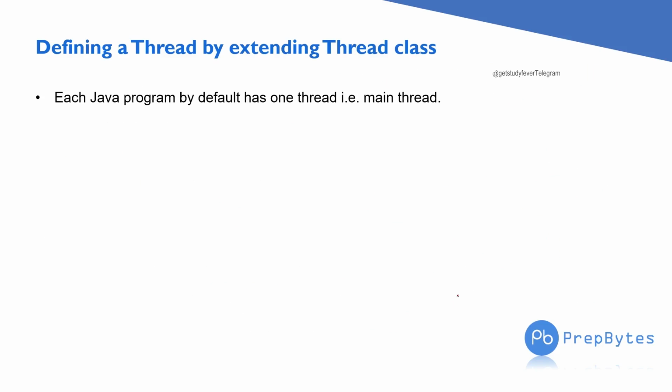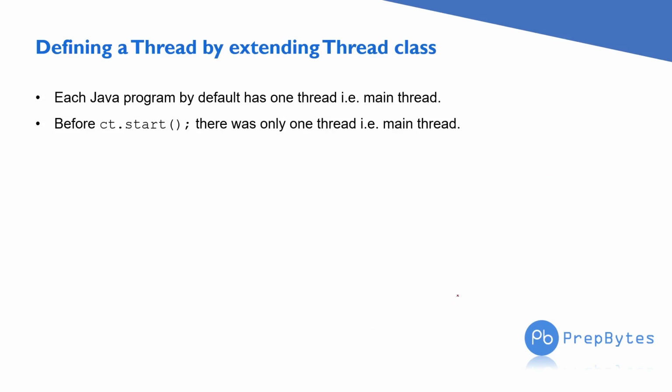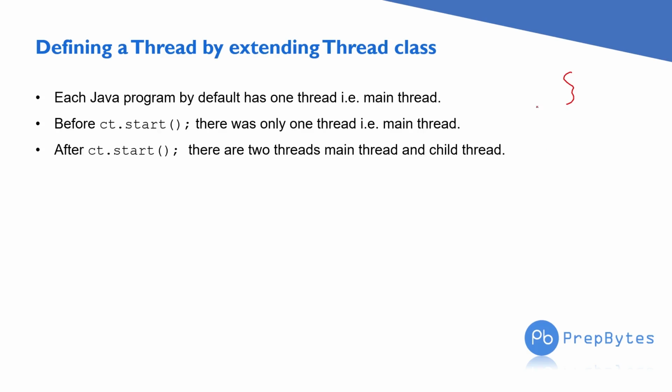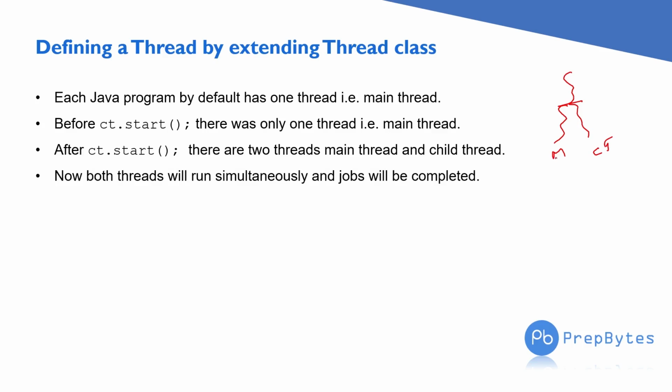A Java program by default has 1 thread, that is the main thread. Before ct.start, there was only 1 thread, that is the main thread. I have explained these points; these are just for notes. Now after ct.start, there are 2 threads. What are the 2 threads? There is a main thread and there is a child thread. Now both threads will run simultaneously and the jobs will be completed.